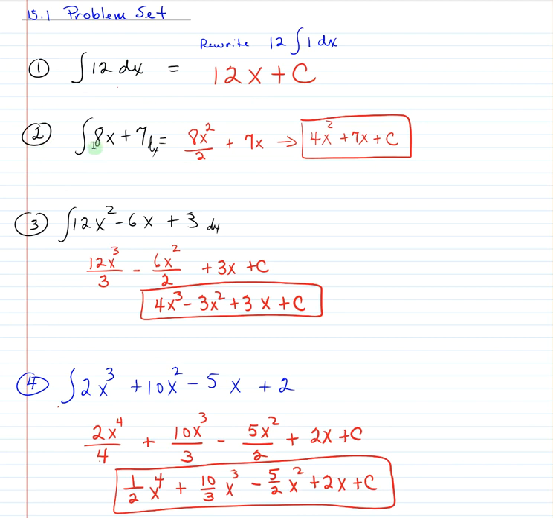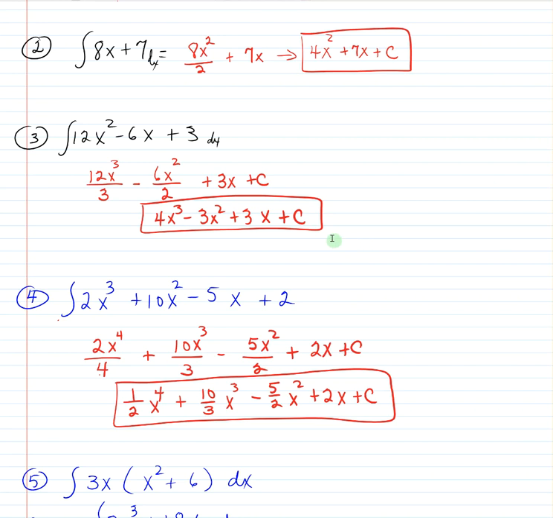Number 2, integral of 8x plus 7 dx. So this piece, 8x squared over 2, plus, now we just have a constant like we had here, so that's 7x. And so we did simplify here. We have 4x squared plus 7x plus c.